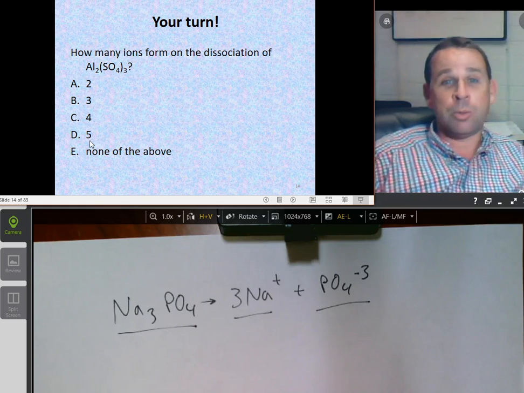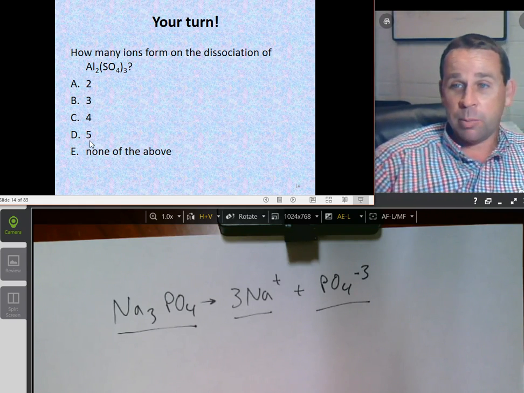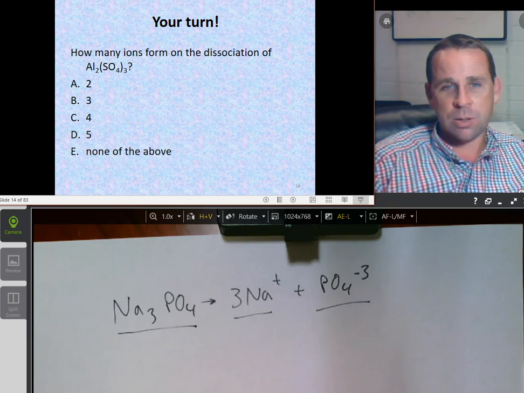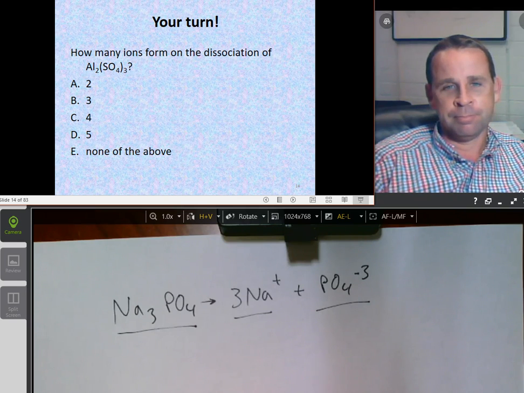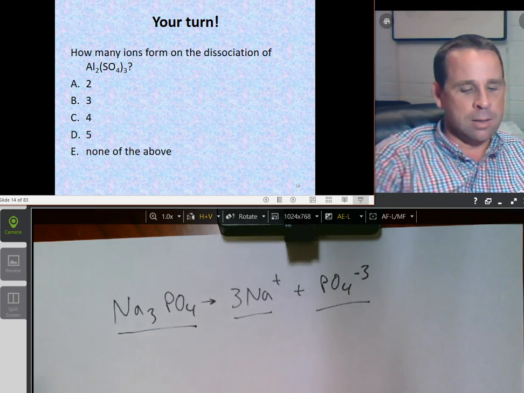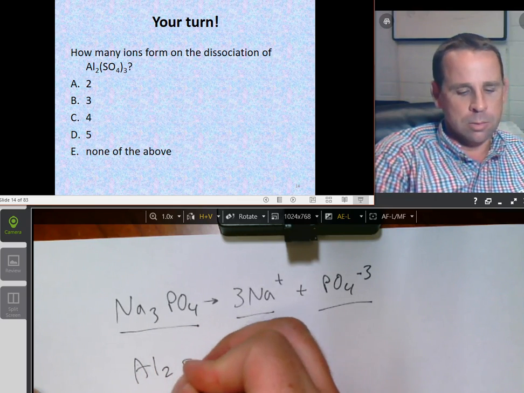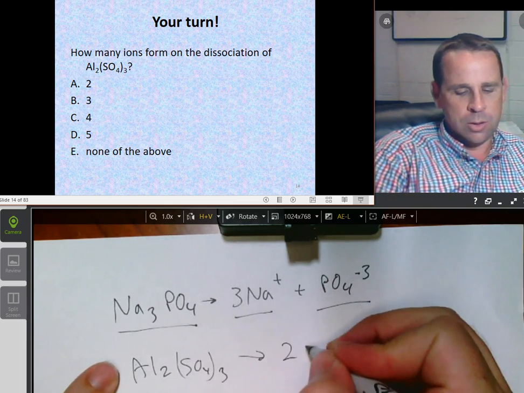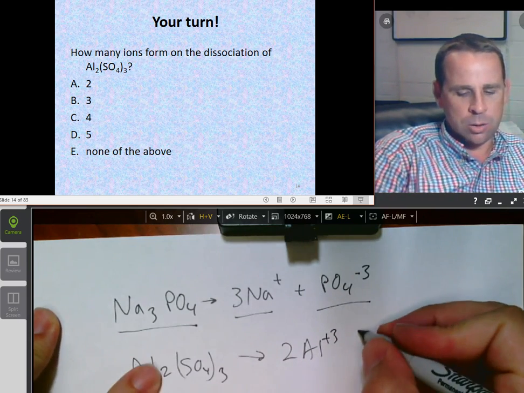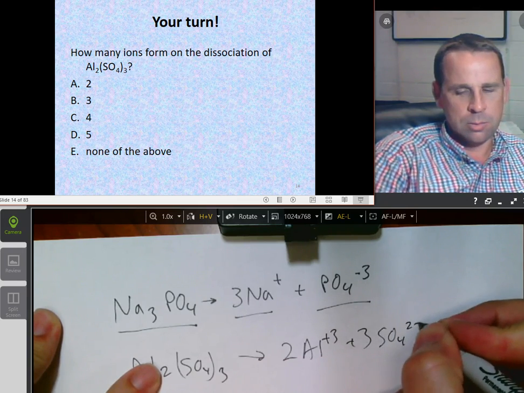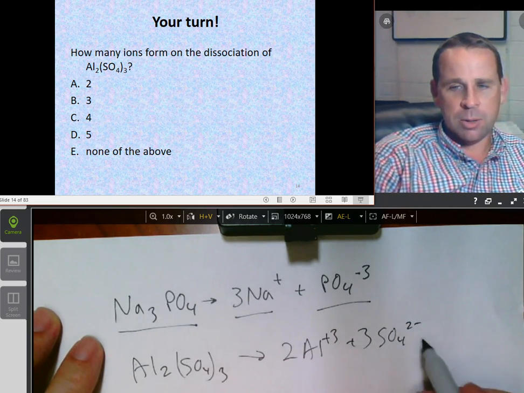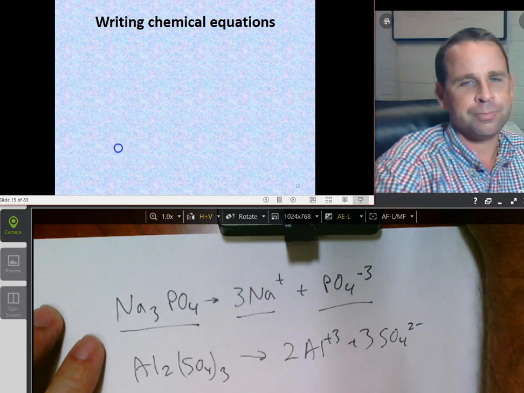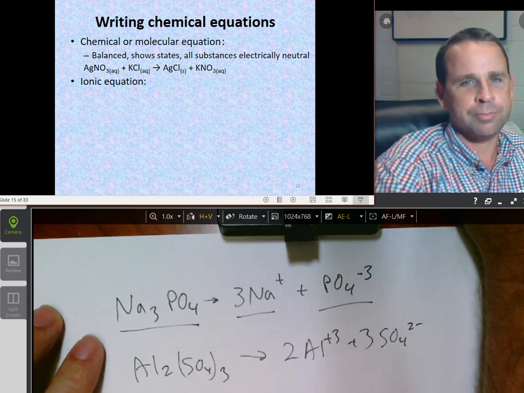All right, the next one, aluminum sulfate. Can you find out how many ions form upon the dissociation here? Take a second. Push pause, answer the question, and then come back. All right, I can see that aluminum sulfate is going to result in 2 of these aluminum ions and 3 of the sulfate ions. I look at the back of the periodic table and see the charge on that sulfate ion. That's a total of 5 ions. Very good.